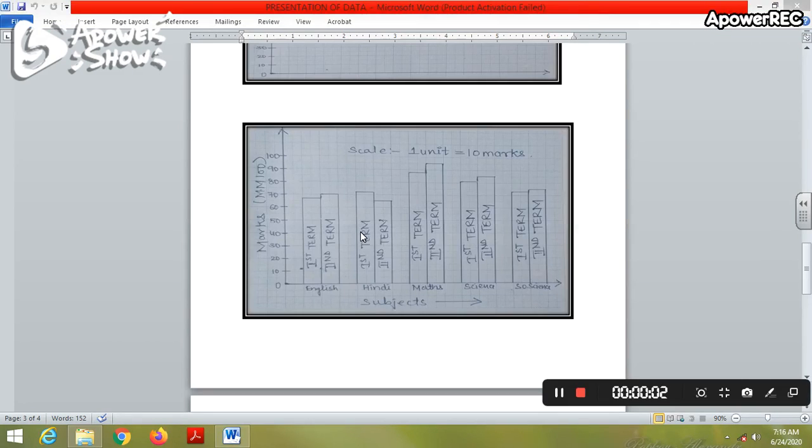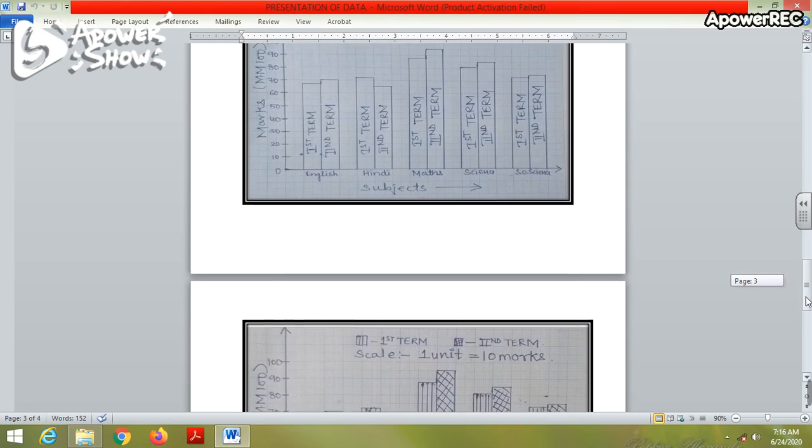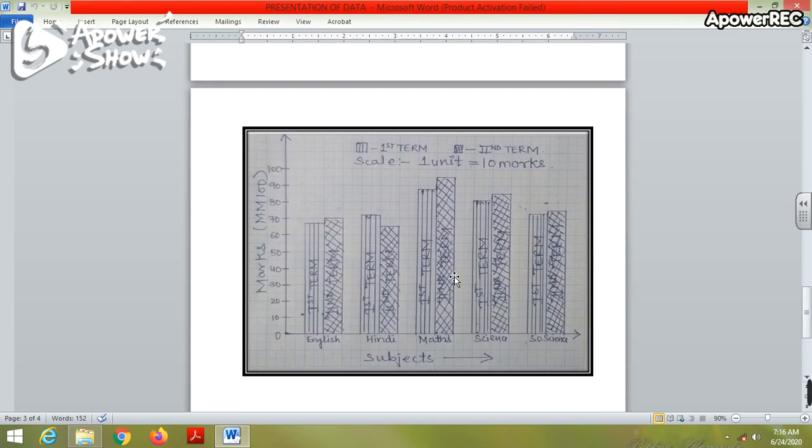After drawing the bar graph, we find that in order to distinguish between the marks obtained by the student in first term and second term, we have to write first term, second term every time on the bars, which is not so convenient. So we can avoid this by using some colors. A bar of a particular color represents the information of first term, and a bar of another color represents the information of second term.